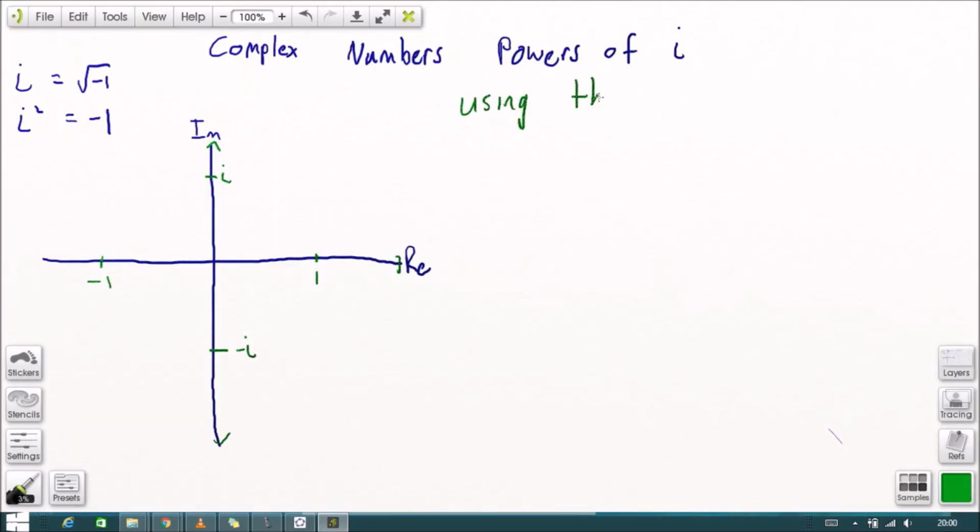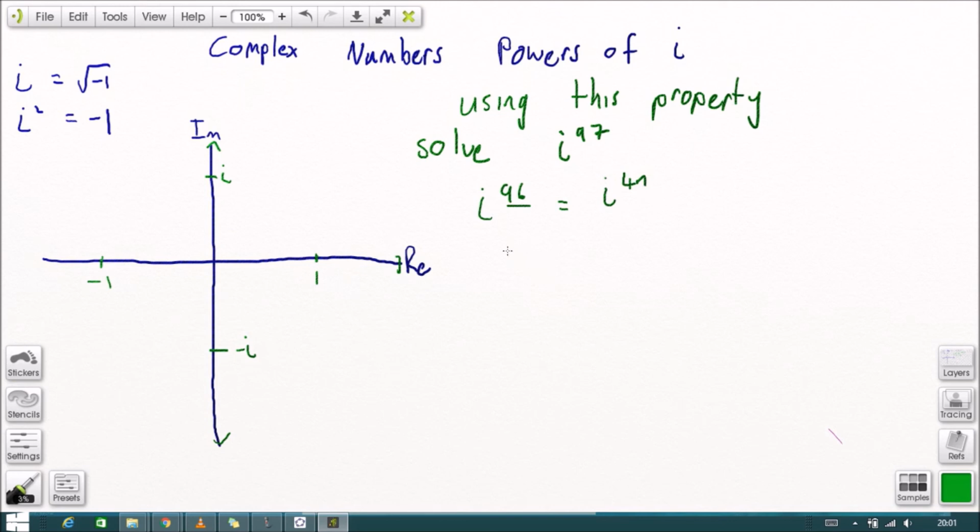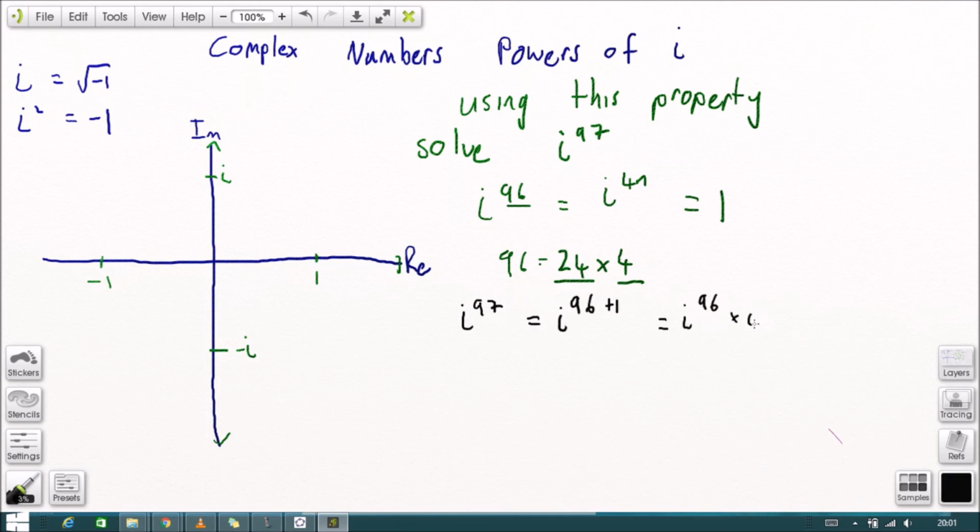So using this property, we'll try and simplify i to the power of anything. i to the power of 97, well, we know i to the power of 96, that's 4n. 96 is the 24th multiple of 4, so that means that i to the power of 96 is going to be 1. So we can write this original question as i to the power of 97 is in fact i to the power of 96 plus 1. So that's i to the power of 96, which is 1, times i. So there we have a shortcut for finding out i to the power of 97 is just i. And we'll just prove that here.